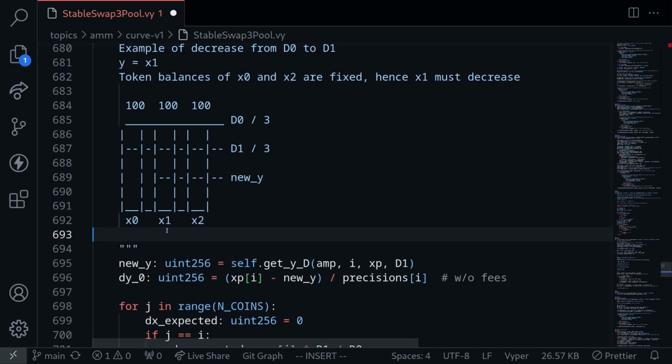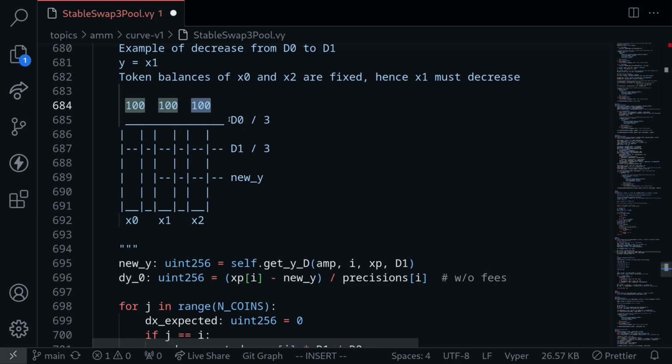To further explain, let's say that we have a perfectly balanced pool with 3 tokens, X0, X1, and X2, all having 100 tokens. And let's say that the liquidity is D0. Since this is a balanced pool, all of the token amounts will be D0 divided by 3. So D0 divided by 3 will all be equal to 100.